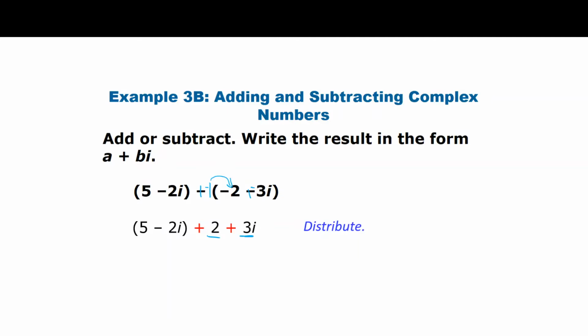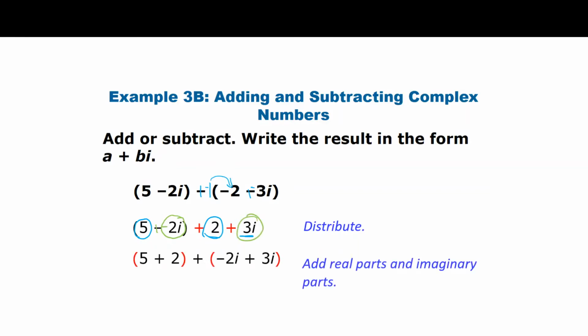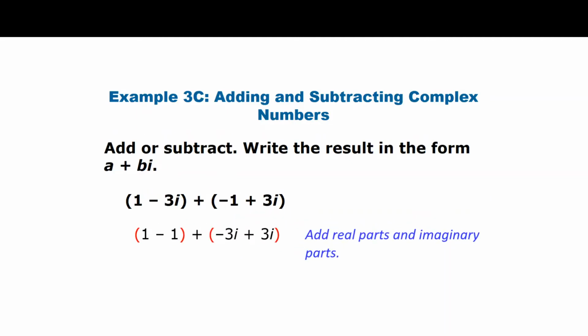Okay, so once we've done that, the next thing we want to do is group up our real numbers. Here are 5 and 2 are our real numbers. And then we're going to group up our imaginary numbers, negative 2i and a positive 3i. So we're going to put those parts together, and then 5 plus 2 we can see is 7, and negative 2i plus 3i is just a 1i. And there.